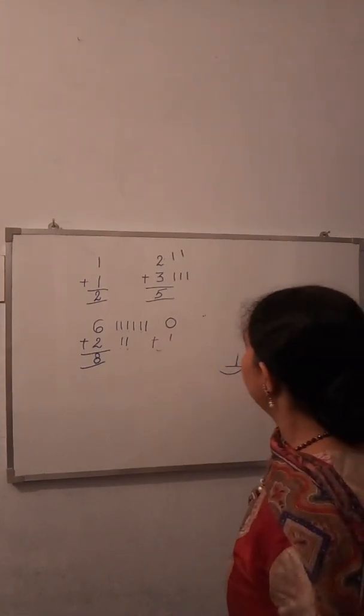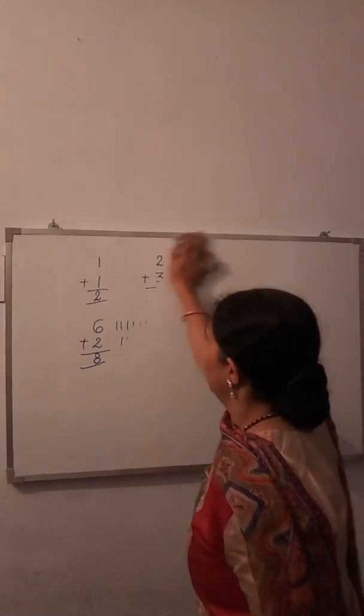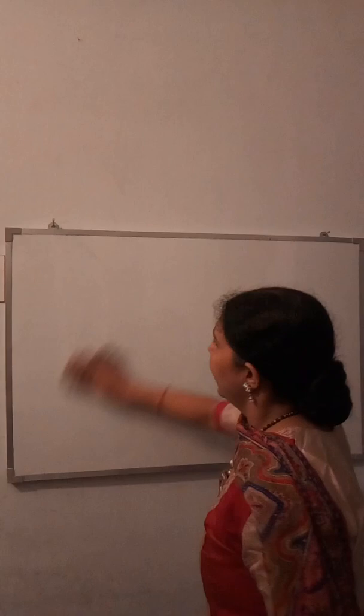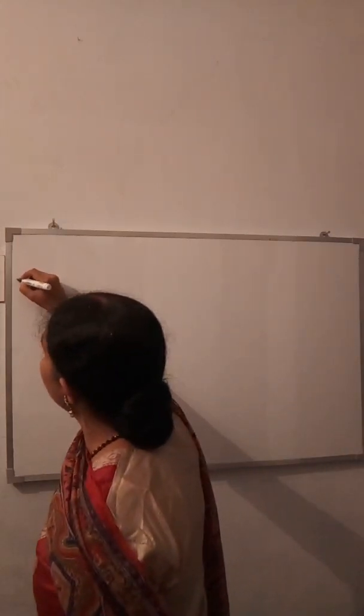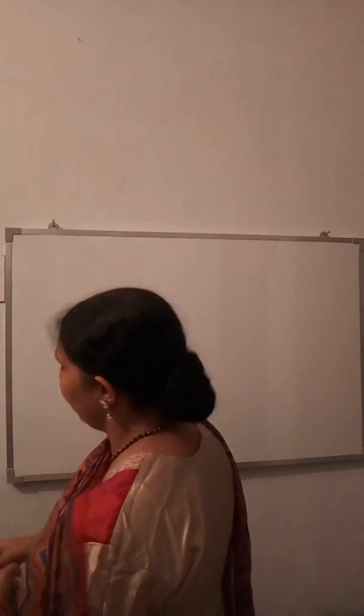Okay. Now these are not for writing in the copy. These are only for understanding. Now we are going to write in the copy. Then open your maths copy and write down date. What is the date? Today's date is 25.